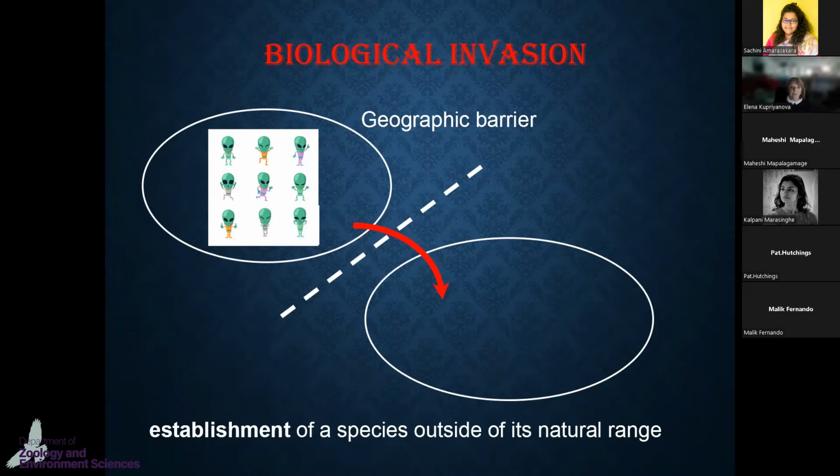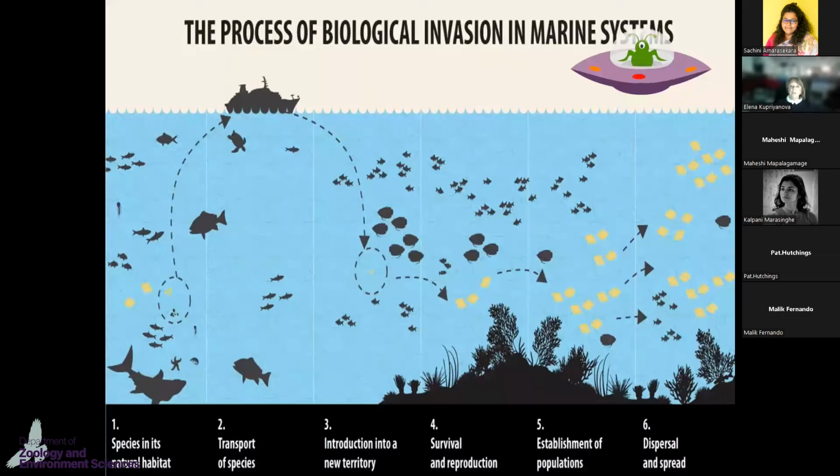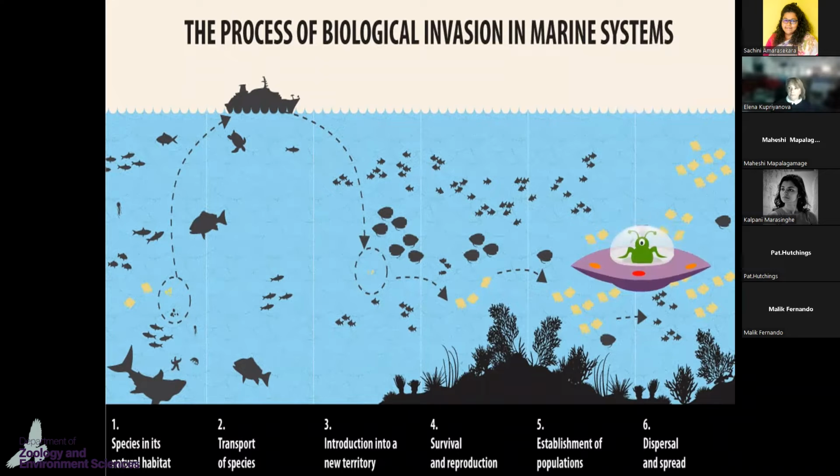So they cross this geographical barrier, multiply, spread, and establish. This process of biological invasion in marine systems is well summarized in this diagram. Species somehow are transported from their natural range. In this case, using this vessel, they get introduced to a new environment, survive, reproduce, and spread. And this is, voila, the invader actually arrived.